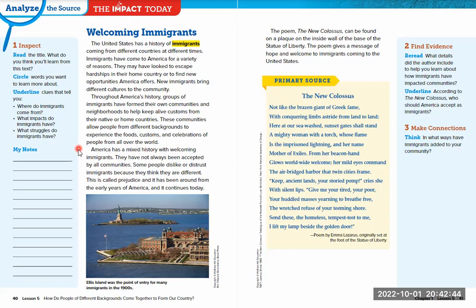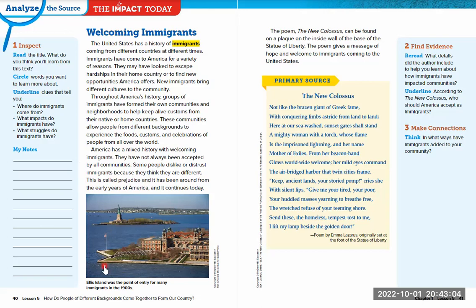America has a mixed history with welcoming immigrants. They have not always been accepted by all communities. Some people dislike or distrust immigrants because they think they are different. This is called prejudice, and it has been around from the early years of America, and it continues today.